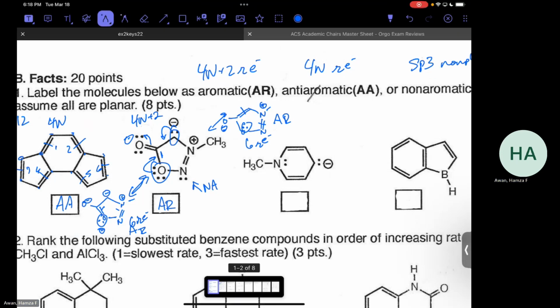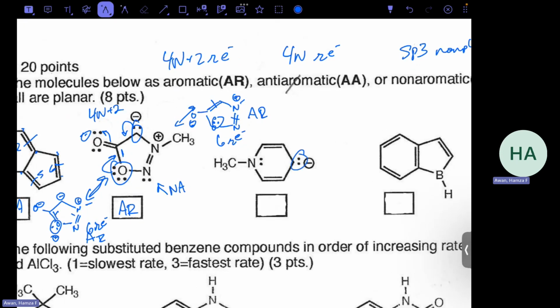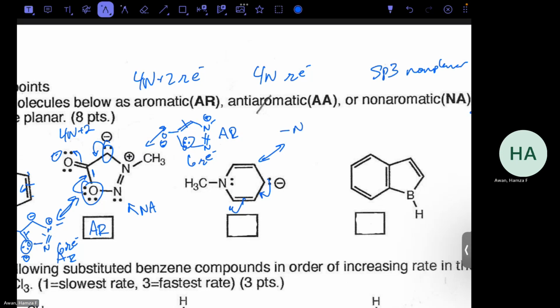So, next one. Whenever we have this double bond, what we can do over here is make this into a double bond and then put this minus charge onto this carbon right here. So what that will look like is this. If we count this up, we have 1, 2, 3, and 4 double bonds. So this is going to be 8 pi electrons.